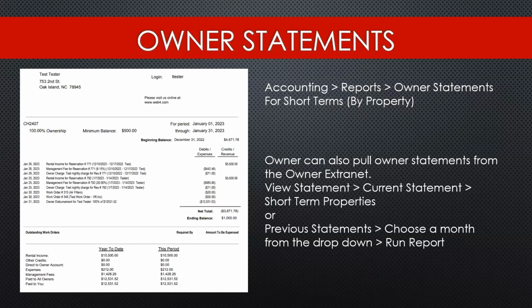And in VRM, in the system itself, we can pull those under accounting to be given to the owner. You can mail it out to them, or the owners have the option to print that or pull that up themselves under our owner extranet. And from there, they can view current statements, and they can even view statements that are in the past. So they do have that ability to pull those up and see for themselves.